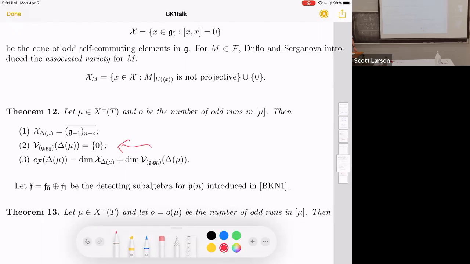Dan was suggesting three weeks ago that we could define the atypicality of the module to be the dimension of this variety. So according to that definition, the atypicality of these thick Katz modules would all be 0.